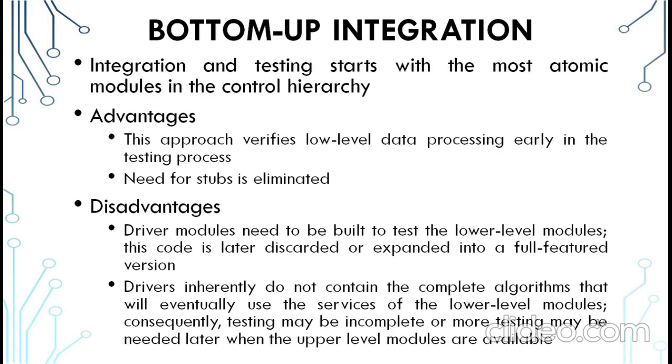Bottom up integration. In bottom up integration testing, it begins construction and testing with atomic modules, that is, the components at the lowest level in the program structure. So here integration testing starts with the most atomic module in the control hierarchy. Because components are integrated from the bottom up, the functionality provided by the component subordinate to a given level is always available, and the need for stubs is eliminated.